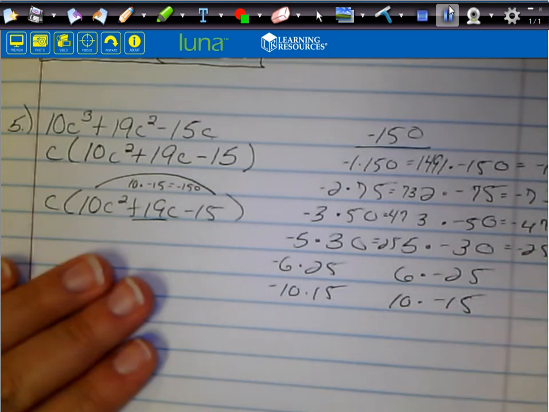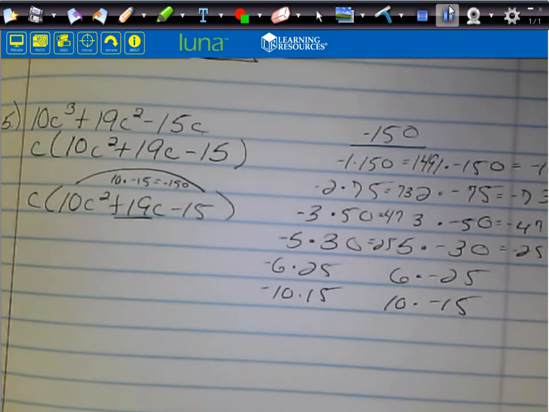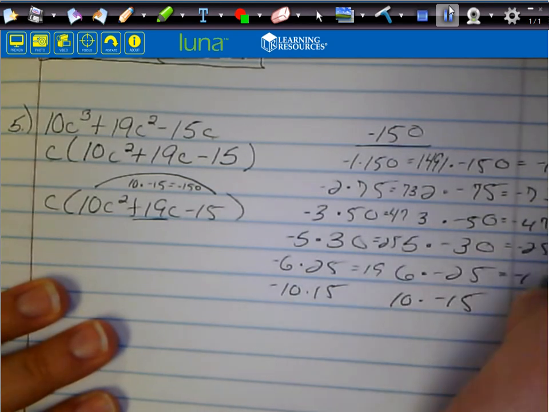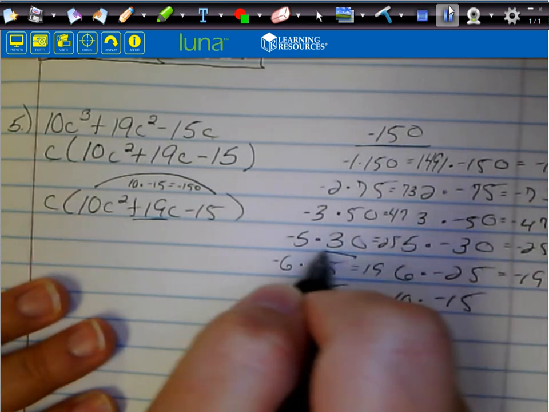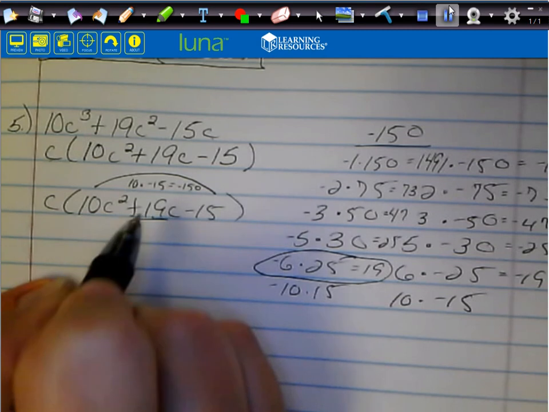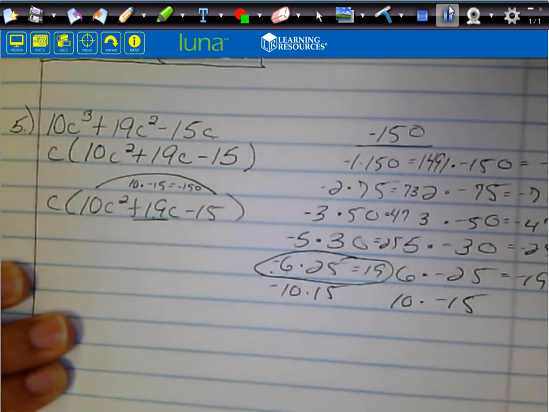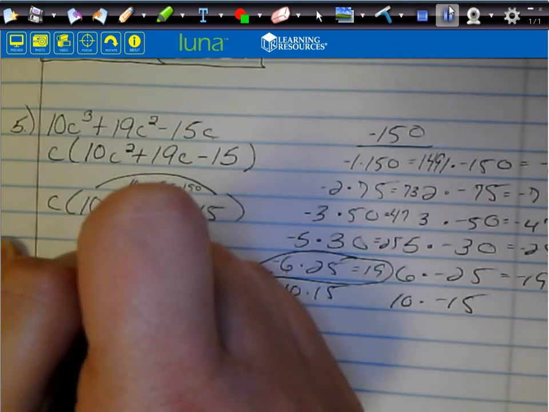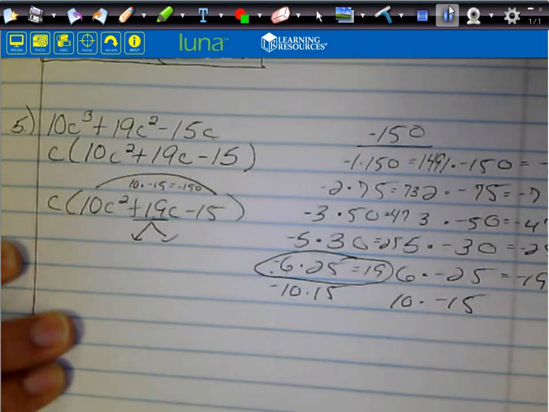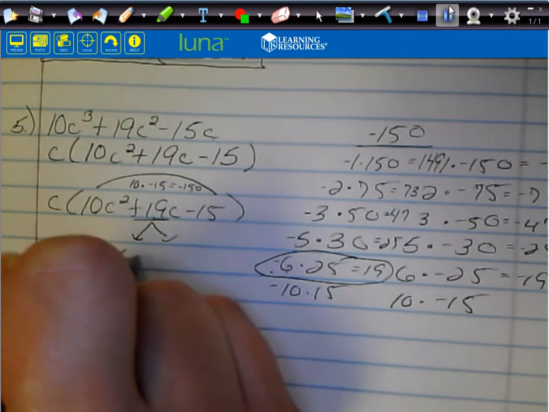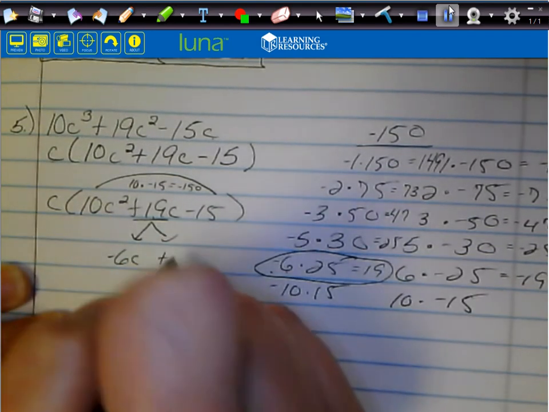And remember, I'm looking for 19, so if I say negative 6 plus 25, there's my 19, and here would be my negative 19. Once you find it, you can go ahead and stop. I found the 19, that's right here in the middle, so I know I've got my factors of negative 6 and 25. So I'm going to split this up, and I'm going to say negative 6c and positive 25c.